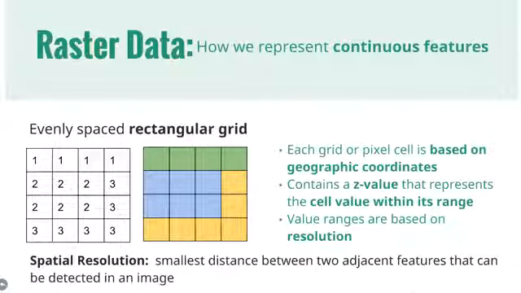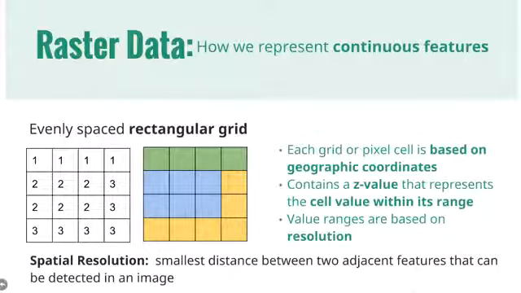Complementing the vector data set are raster data sets, which are used to represent continuous features such as temperature and elevation. Raster data sets are constructed out of rectangular or square grids that are draped over the area of interest. Now, each grid or cell within a raster data set is based on geographic coordinates, so that we know, for example, the specific latitude and longitude of each and every corner within a particular data set. Each cell also contains a value which represents the feature of interest, whether that is elevation, temperature, or even rainfall.